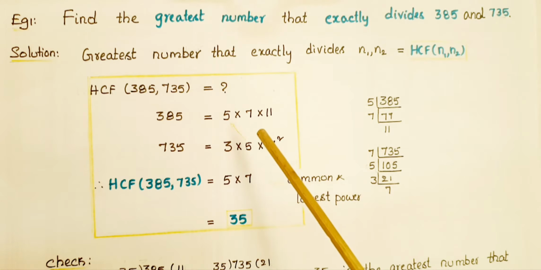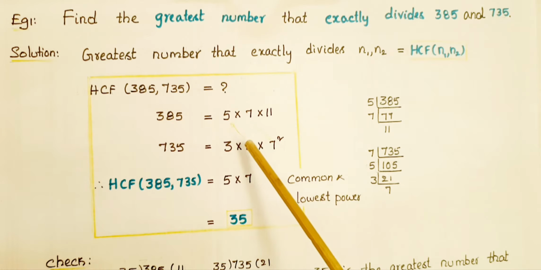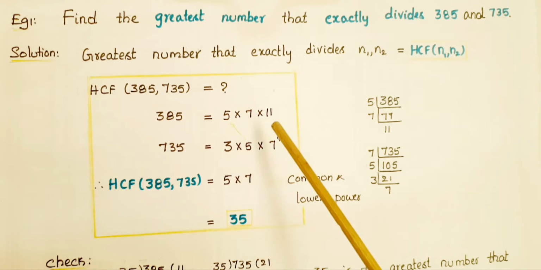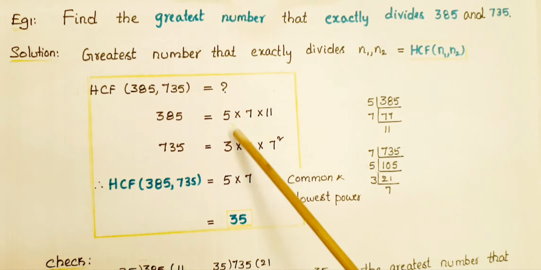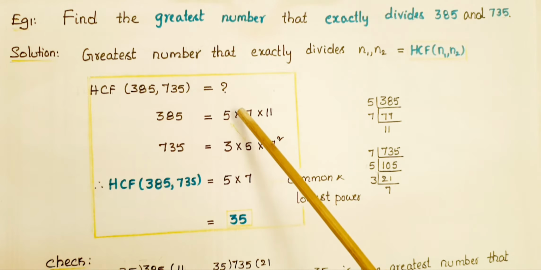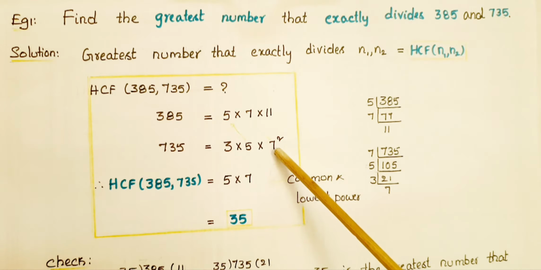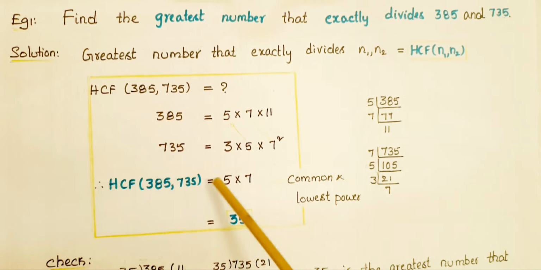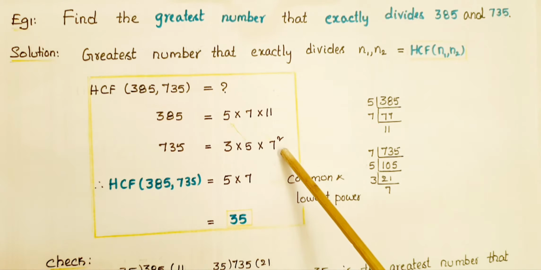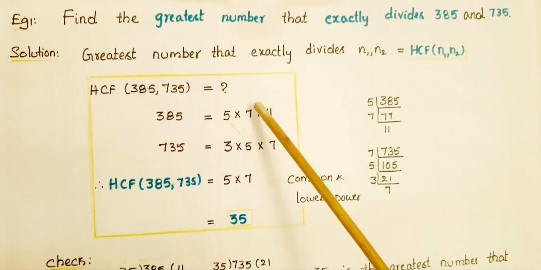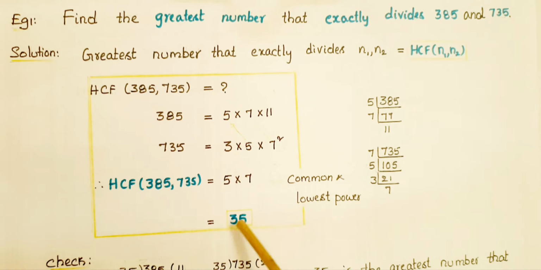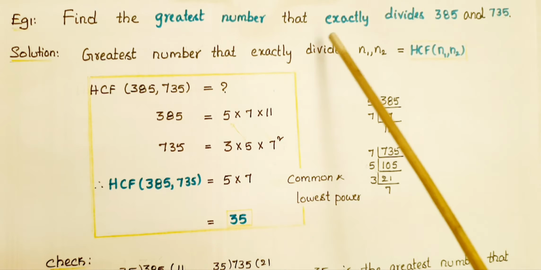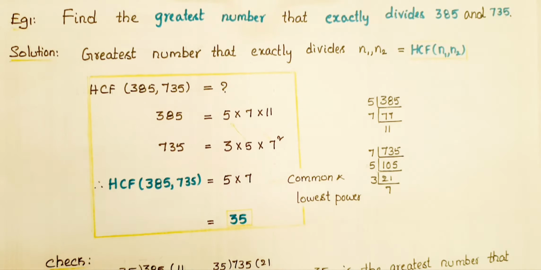Now we know that HCF is the common factor of these two numbers, and you have to see the lowest power also. Here the common factors are 5 and 7, with lowest power. So HCF of these two numbers is equal to 5 is common, 5 into, and here 7 and 7 square, lowest power is 7 to the power of 1. So 5 into 7, that is 35. This is the HCF of these two numbers, the greatest number that exactly divides these two numbers.